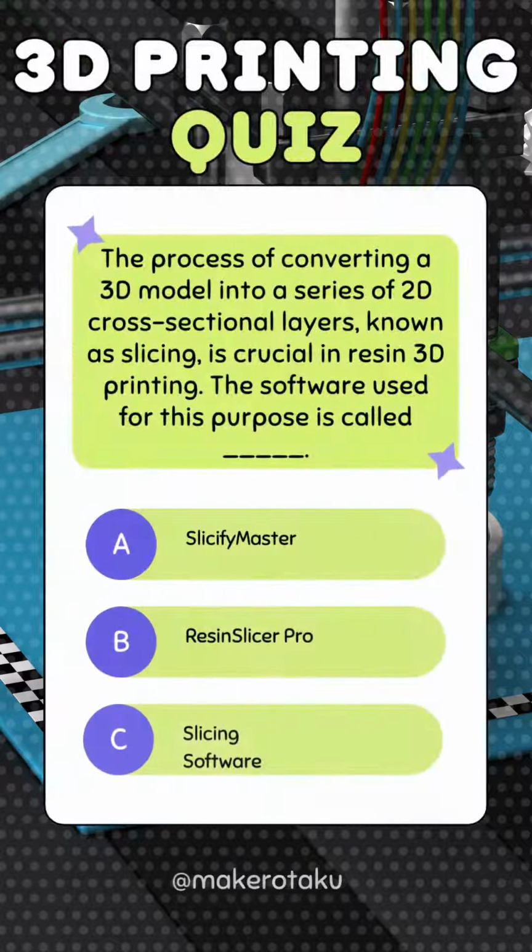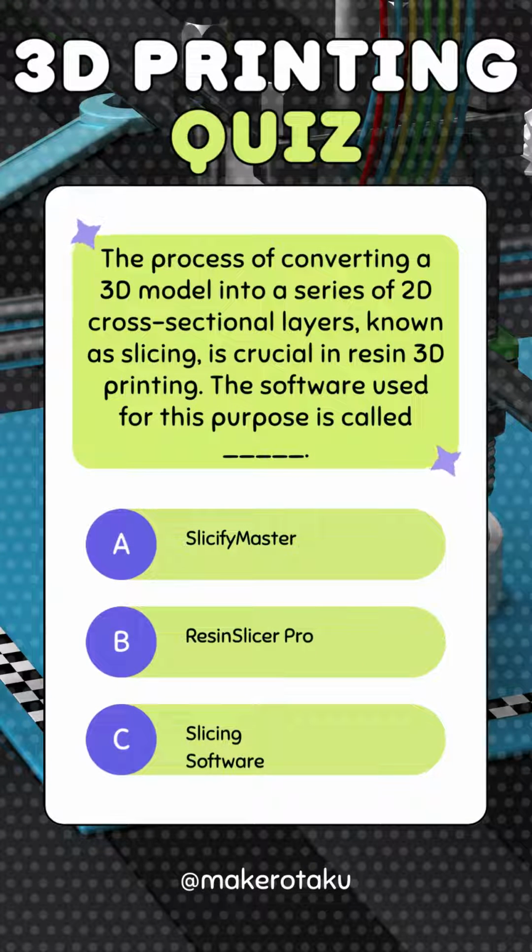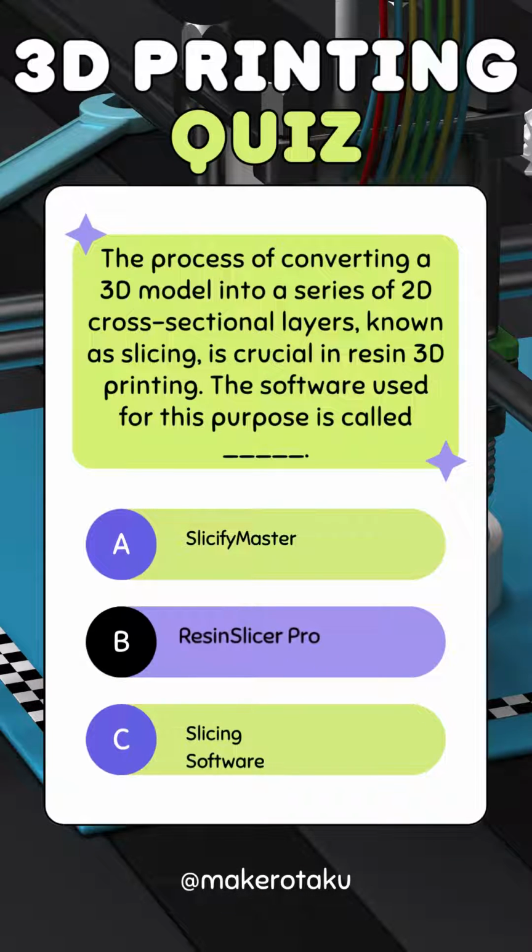The process of converting a 3D model into a series of 2D cross-sectional layers, known as slicing, is crucial in resin 3D printing. The software used for this purpose is called a: A. Slicify Master. B. Resin Slicer Pro. C. Slicing software. Answer: B. Resin Slicer Pro.